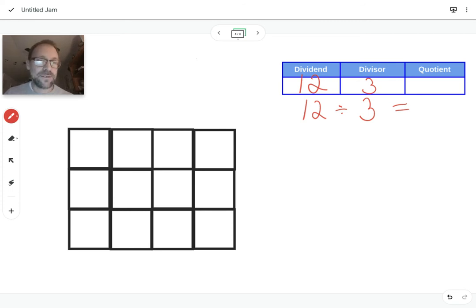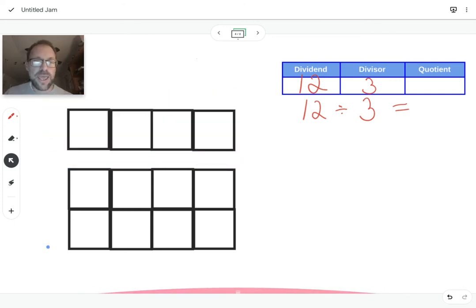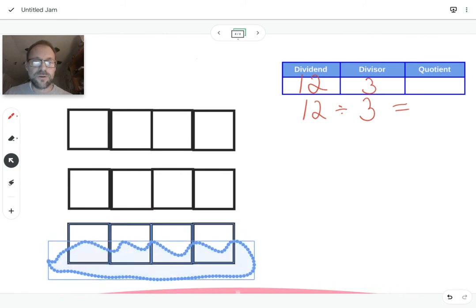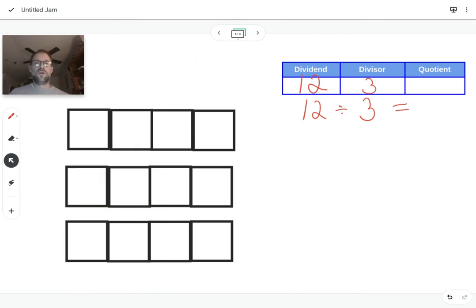Okay, welcome back. Let's check it out. What if we broke up, let's see, we'll take that row, and we'll take this row, and we'll take this row, and now we have 3 equal size groups. Well, how many squares are in each group? Let's see, there's 1, 2, 3, 4 in that group. 1, 2, 3, 4 in that group. 1, 2, 3, 4 in that group. 4 is our quotient. That is how many squares are in each group. So now we have our full equation. 12 divided by 3 equals 4.